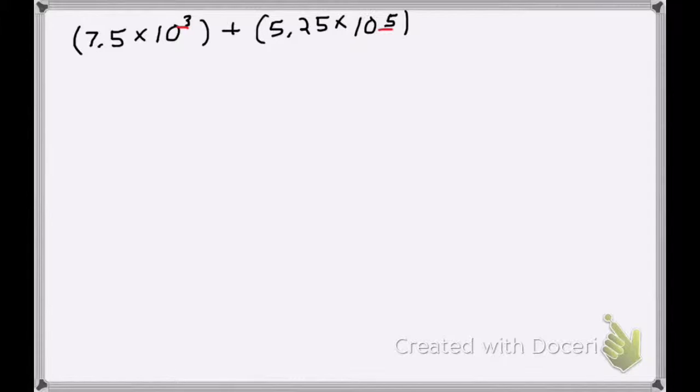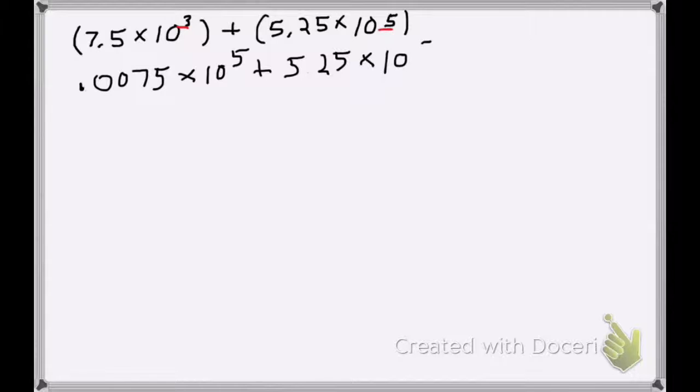We will adjust 10 to the third, and we will make 0.0075 times 10 to the fifth. Make sure that decimal point was written. Good. And that's added to 5.25 times 10 to the fifth. Now that both exponents are the same, this becomes a simple addition problem.